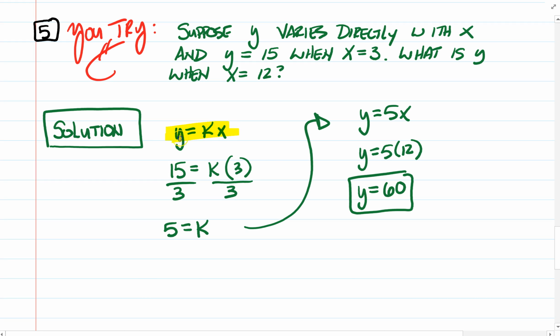First, you write down that y is equal to kx, and you solve and you get that k is equal to 5. Then you rewrite a new statement by saying y is equal to 5x with your new constant of variation. Plug in the value that you know, x equal to 12. Therefore, multiply 5 and 12 and you get y is the value of 60.